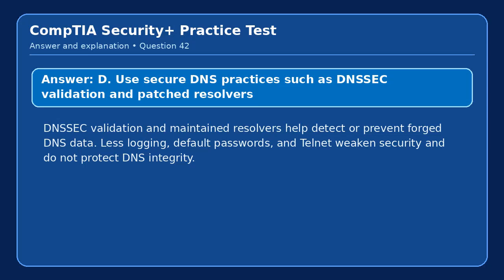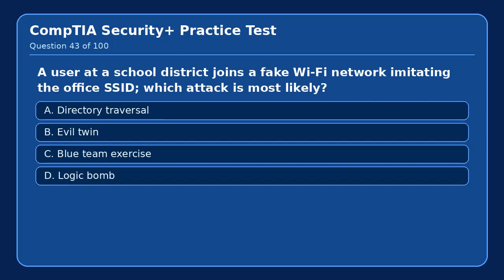The answer is D. Perform wireless scans and compare findings to the approved inventory. Wireless scanning detects access points that are not part of the approved environment. Reduced logging, shared accounts, and password reuse make rogue devices and abuse harder to control.